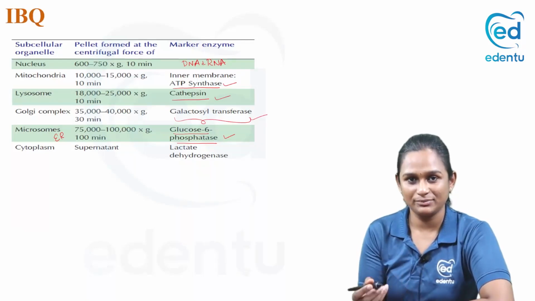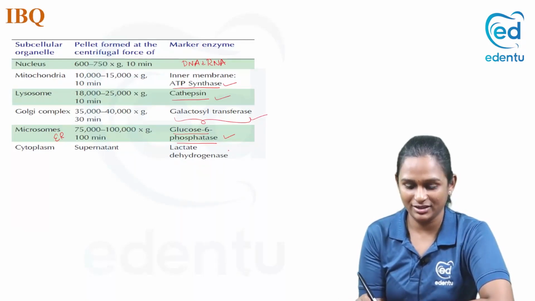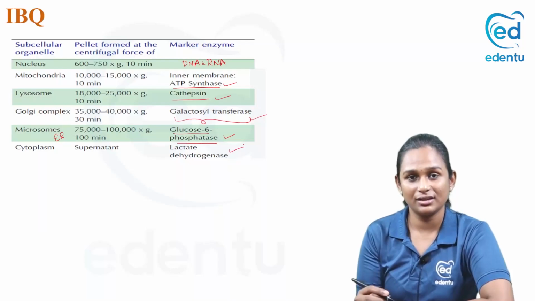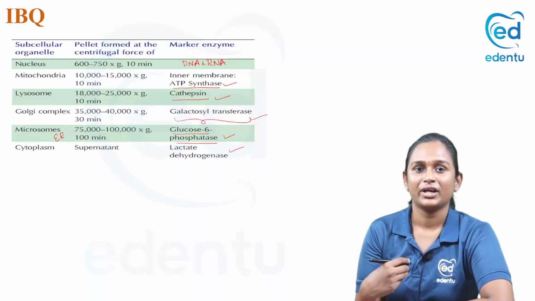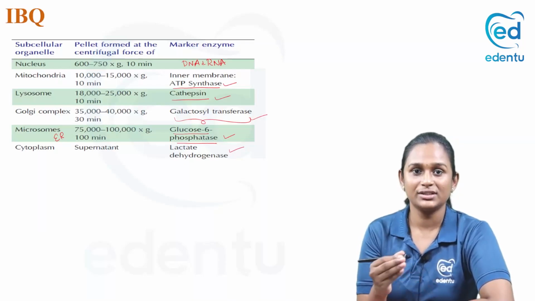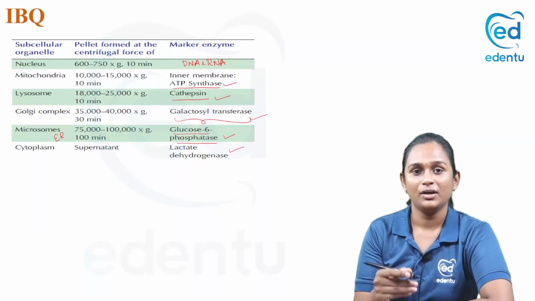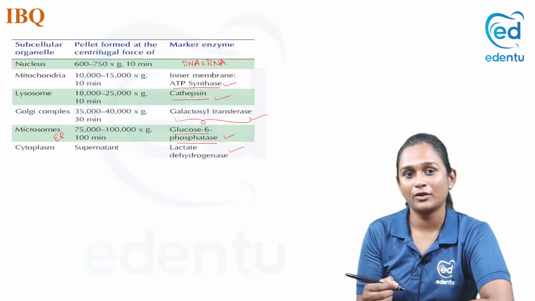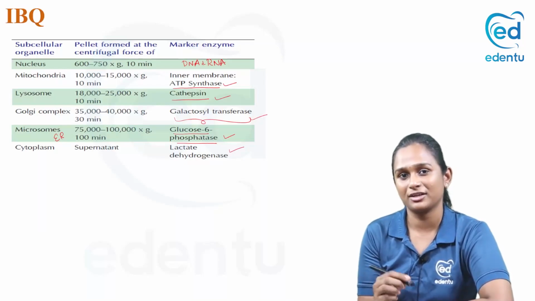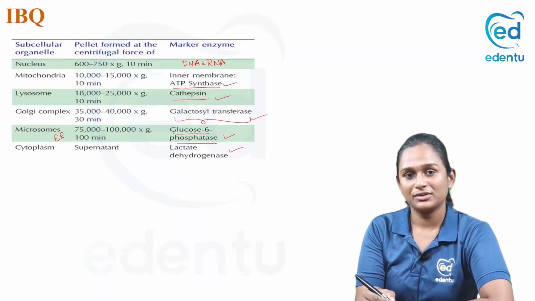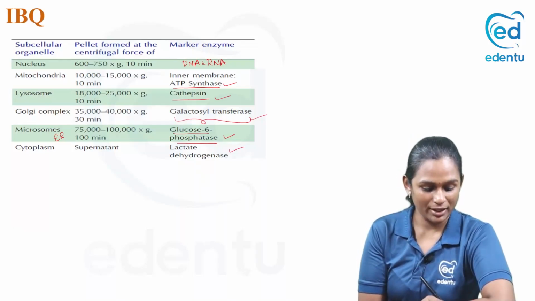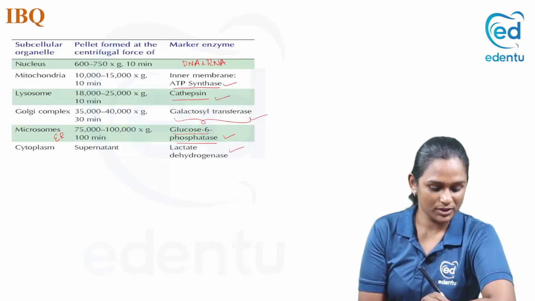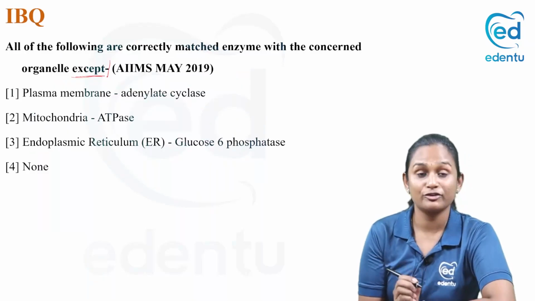In cytoplasm you have the enzyme lactate dehydrogenase. Even though fatty acid synthesis is happening in the cytosol, we use the enzyme lactate dehydrogenase, which participates in anaerobic glycolysis, as a marker for cytosol. So these are the marker enzymes for each cell organelle. Now we can go back to the question and see which one is wrong.